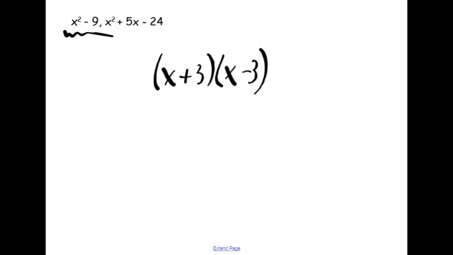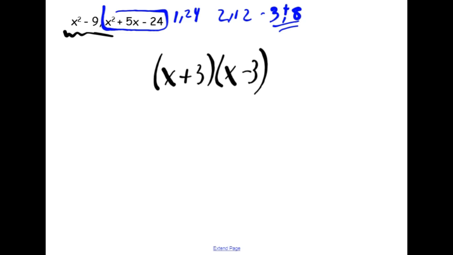All right, here these are a little bit longer problems. That just means there's a little more factoring you're going to need to do. X squared minus 9 factors to x plus 3 times x minus 3. Then we're going to factor x squared plus 5x minus 24. So we need factors of negative 24 that add to give us positive 5. 1 and 24, 2 and 12, 3 and 8. That's going to work. We want negative 3 and positive 8 in order to give us that positive 5. So we have x minus 3 and x plus 8.